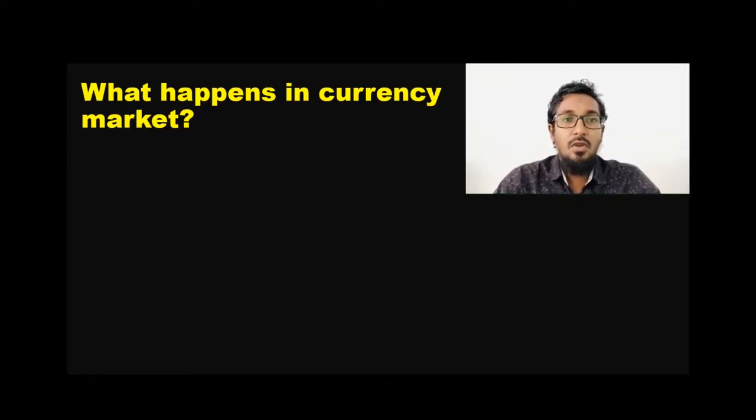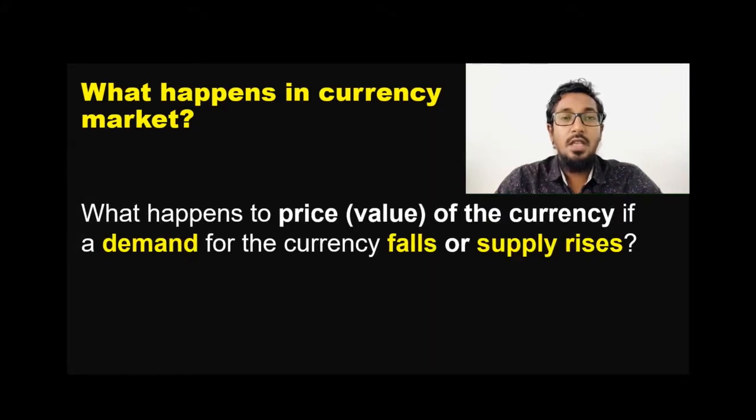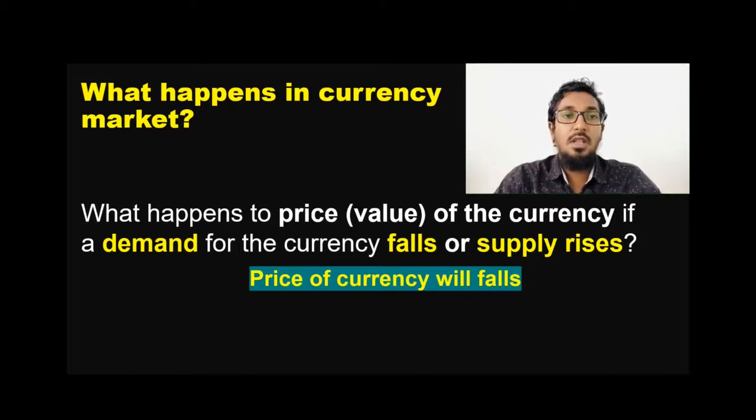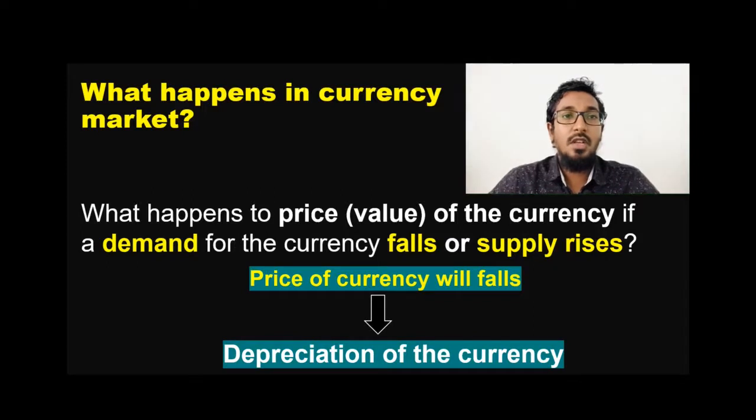Okay, now here's the next part of it. Here's the question for students: what happens to the price or value of the currency if demand for the currency falls or supply rises? If demand for the currency falls or supply rises, it will definitely make the price fall, right? The price of the currency will fall. So in a floating exchange rate, if the price of a currency falls, that is called a depreciation of the currency, isn't it? That is called a depreciation of the currency.